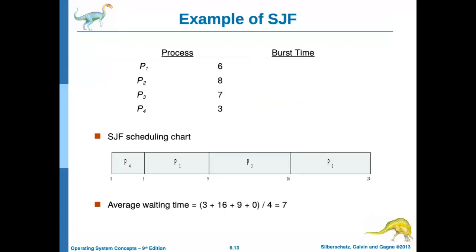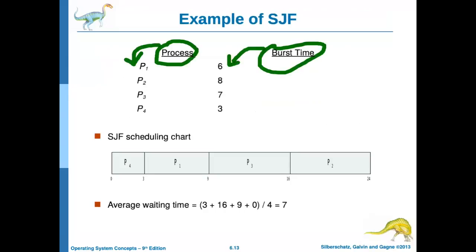Now let us see the example. There is some mismatch actually, so the burst time is shifted here, and these are the processes. In this example, there are 4 processes: P1, P2, P3, P4. P1's burst time is 6, P2's burst time is 8, P3's burst time is 7, and P4's burst time is 3. Irrespective of their arrival time, I assume all arrived at 0, no problem, because anyway we are not going to see that.